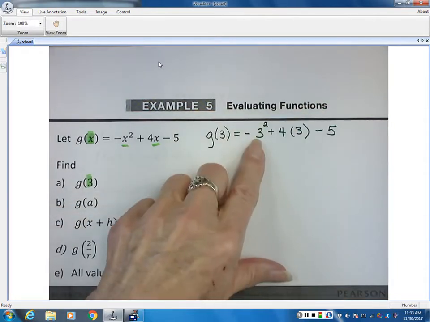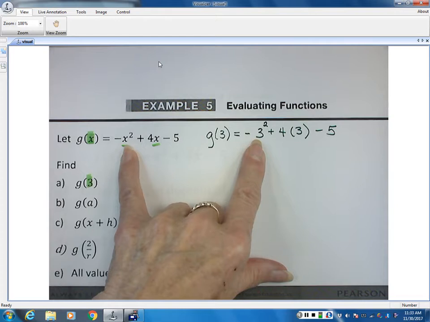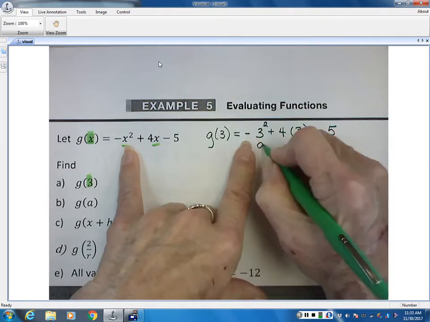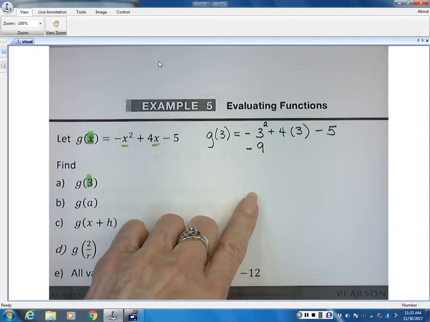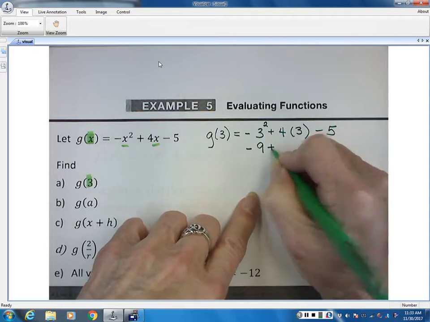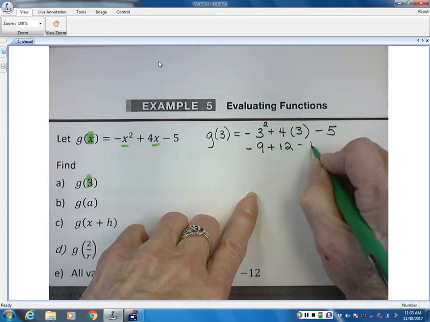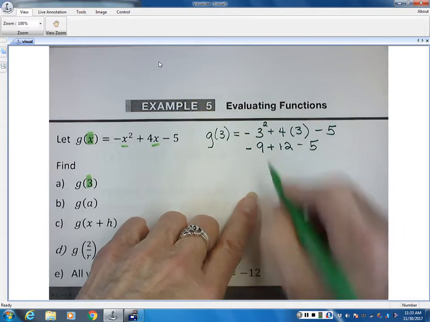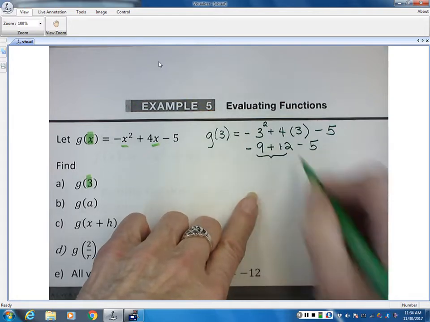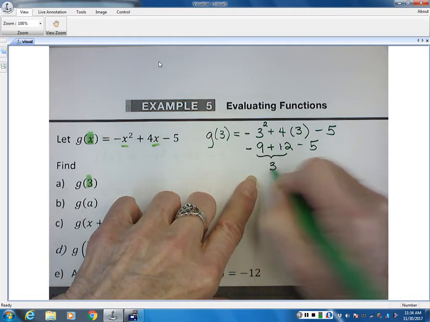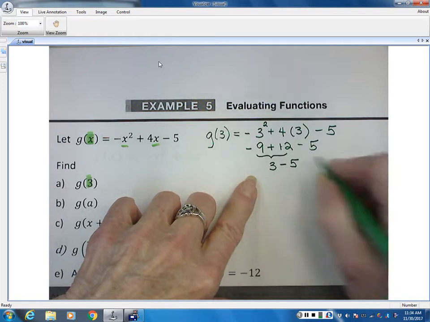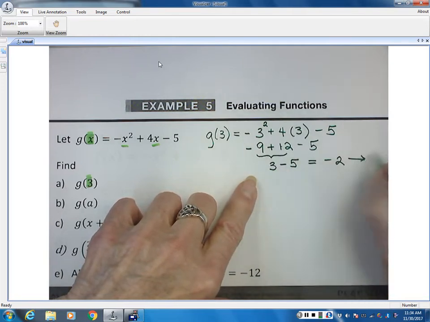Now keep in mind what happens here, since x is positive 3, the only thing the square is on is 3, which is 9, and then you keep that negative sign. And then 4 times 3 is 12. And the minus 5 just sits out there and rides along. So negative 9 plus 12 is positive 3 minus 5. And positive 3 minus 5 is negative 2. So your answer is that g of 3 is equal to negative 2.